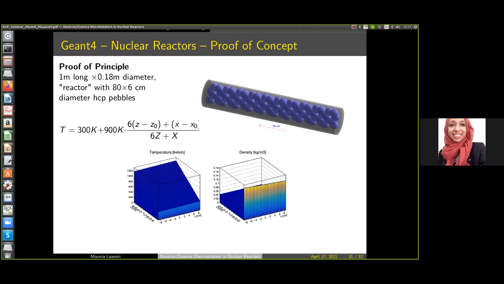The temperature gradient was set up according to the following formula, and the density of the column was calculated assuming constant pressure, as inversely proportional to temperature. So here an XZ slice through the density and the temperature along the Z direction, the length of the cylinder, shows this temperature increase, ranging from a minimum of 300 Kelvin to a maximum of 1200 Kelvin. The temperature is described in a rectangular grid with voxel size of 0.5 centimeter.